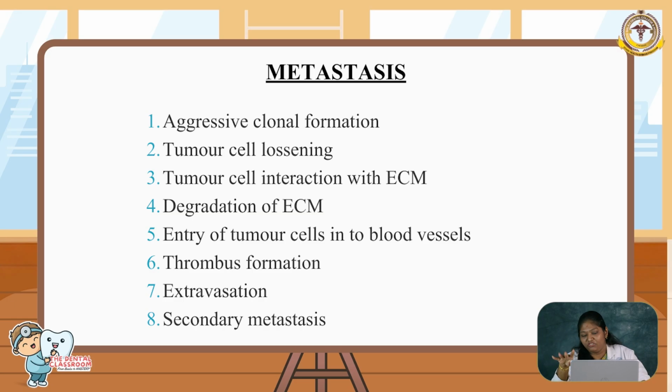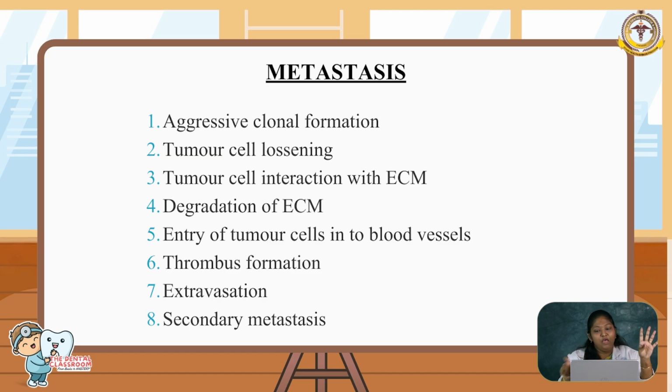For that you have 4 take-home messages. So these 8 features, what are they? First, there is a primary site where there is proliferation and tumor cells are there. In that, there will be a clone of cells with more aggressive features, which separates from the primary tumor, and with the help of E-cadherin, it loosens, interferes with the basement membrane, crosses it, and attaches to the extracellular matrix. So the first point is aggressive clonal formation, tumor cell loosening, and tumor cell interaction with the extracellular matrix with the help of E-cadherin. E-cadherin is what you have to remember here.